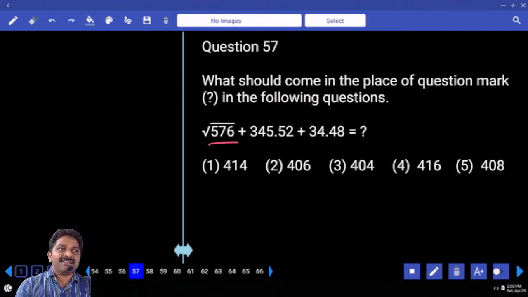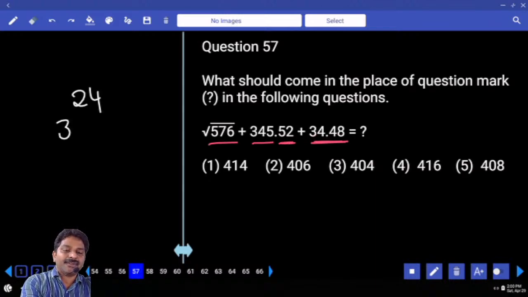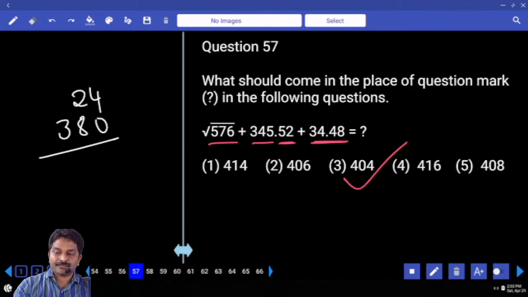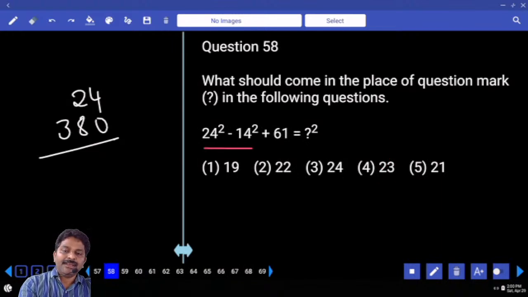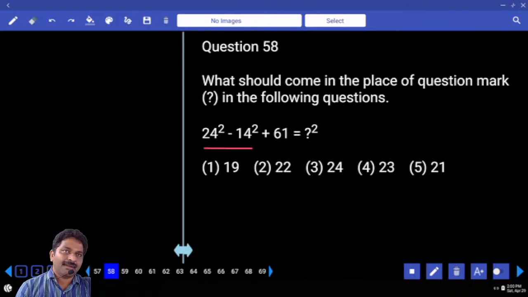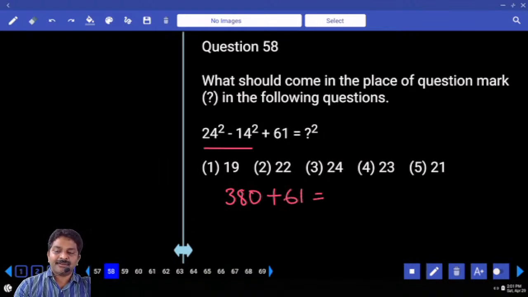Square root of 576 is 24. 0.52 added to this number, then it becomes 35. 345 plus 35, both together. Come on. A square minus b square form. I'll write it as a plus b into a minus b. A plus b is 38 into a minus b. That means 380 only. Plus 61 is 441. Which number square is that? 21 square.